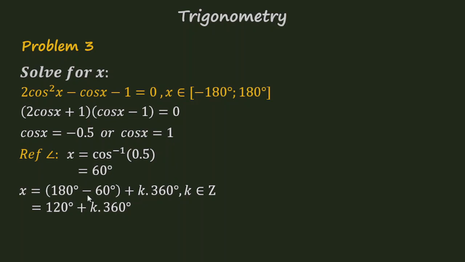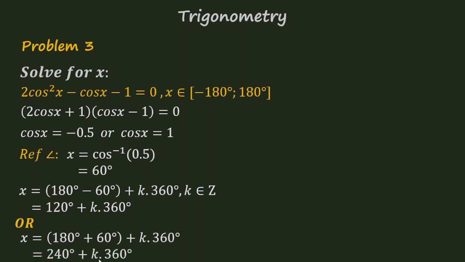Now this is the interval in which cos x is negative, 180 degrees minus the reference angle. But it is also negative in the third quadrant, at 180 degrees plus the reference angle, which gives us 240 degrees plus k times 360 degrees, where k is an element of integers.